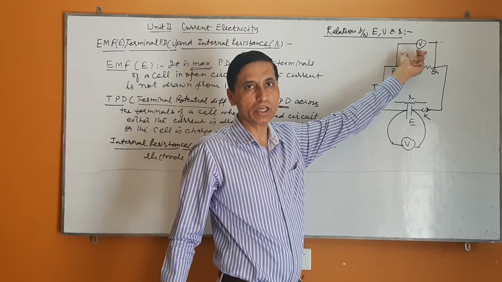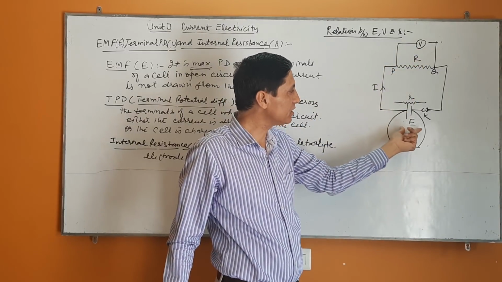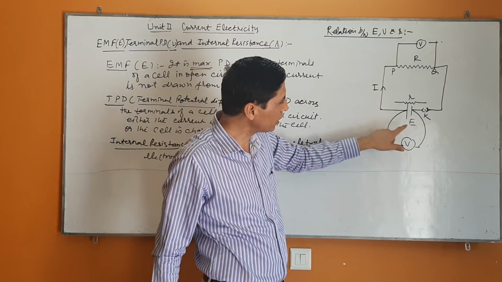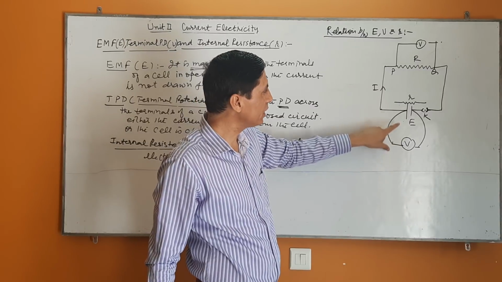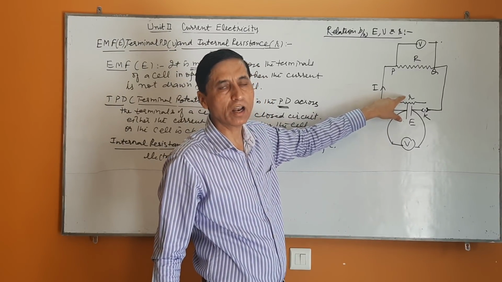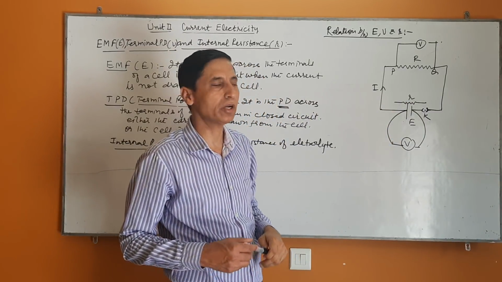So this is the potential difference across the resistor, the potential drop across the resistor, and this is the terminal potential difference. So what is this E? EMF. What is this V? Terminal potential difference. And what is this r? Internal resistance of the cell. And we have to establish the relation between these two.